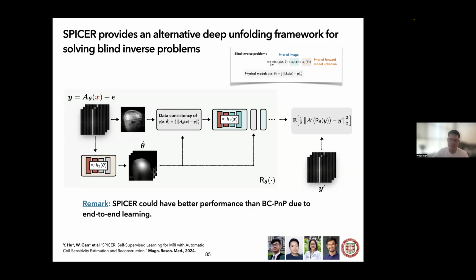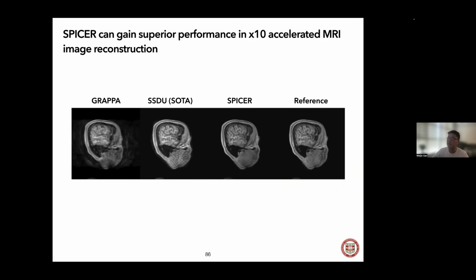And the remark here is that SPICER, this end-to-end framework, could have better performance than BCPnP because it's end-to-end training. And it should also be faster than BCPnP because it's a neural network mapping. And here's a result of SPICER.